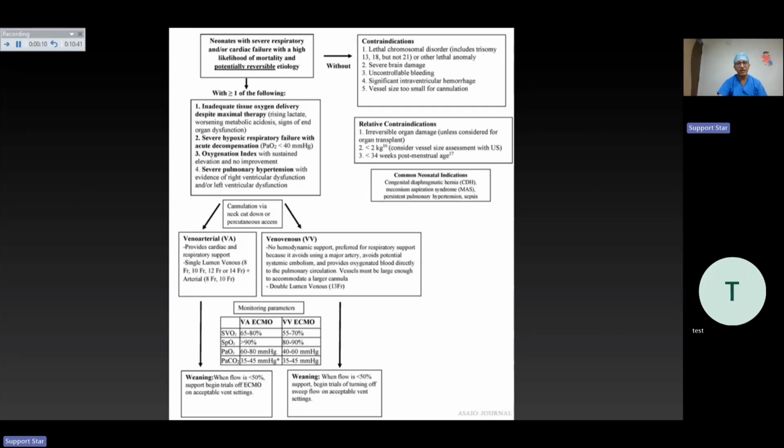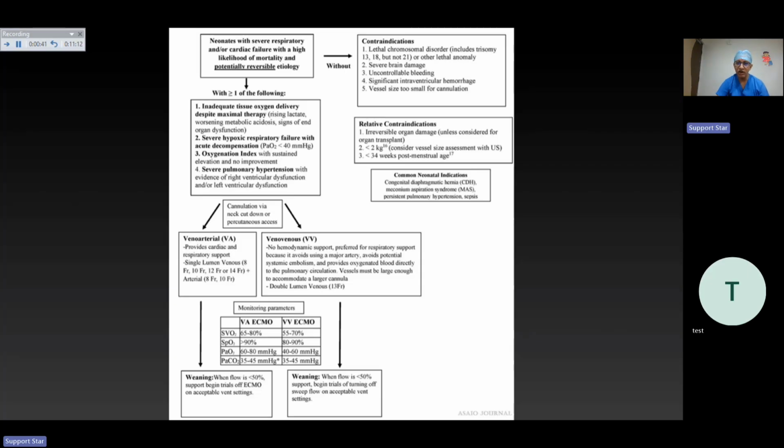If you have inadequate tissue oxygen delivery with rising lactates, worsening metabolic acidosis, severe hypoxemia with PO2 of less than 40, and the oxygenation index is continuously rising with no improvement, and there is severe pulmonary hypertension with left or right ventricular dysfunction, then you have to go for VA ECMO or VV ECMO depending on the requirement. If cardiac support is very much required, we have to go for VA ECMO, otherwise VV ECMO.